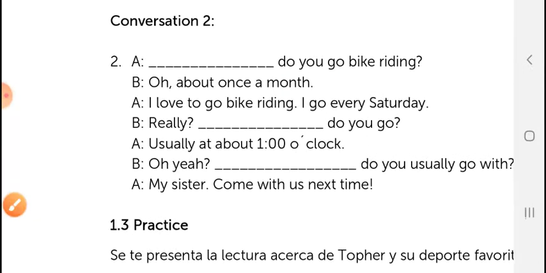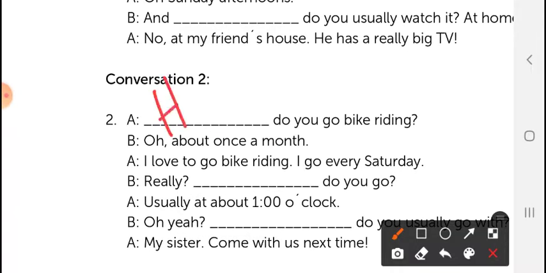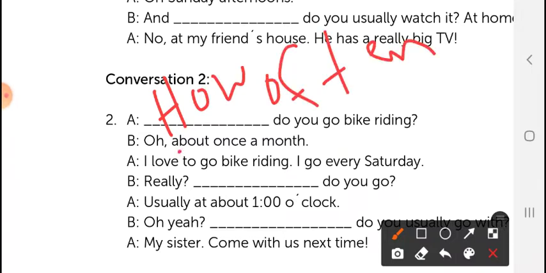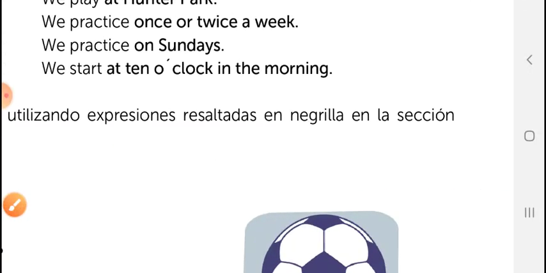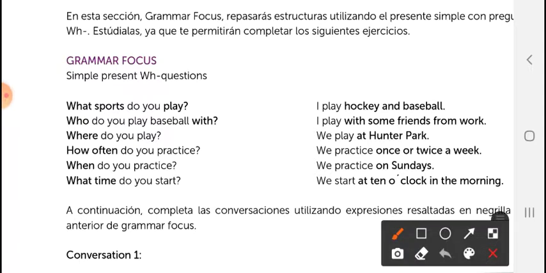For example, see, how often, yes? How often. ¿Y cómo sé que es how often? Porque le está diciendo la persona que tan a menudo, yes, once a month. ¿Sí? Attention here. En la respuesta, para indicar frecuencia, es esta. How often, ¿sí? How often.